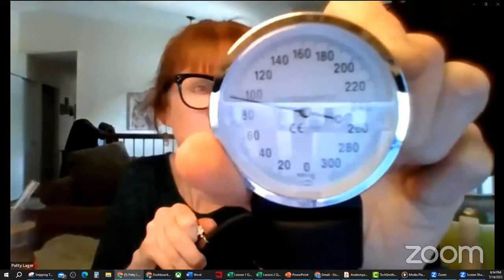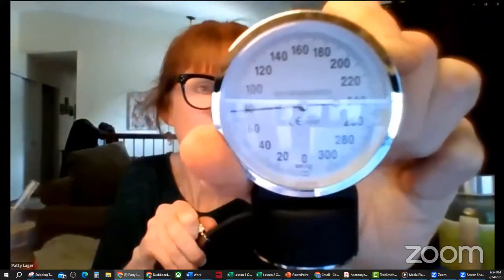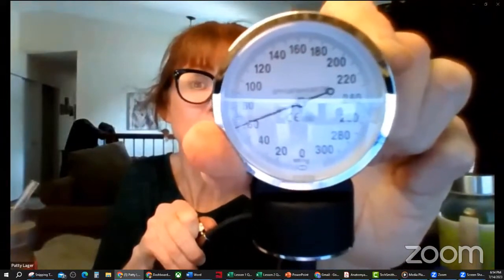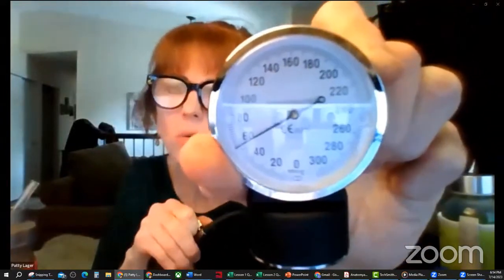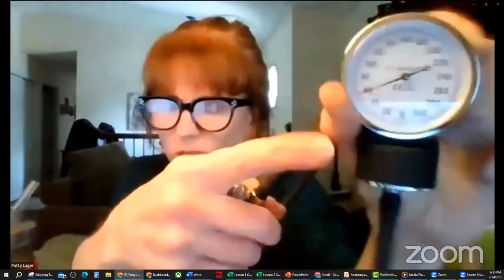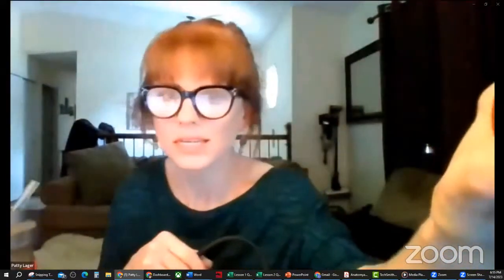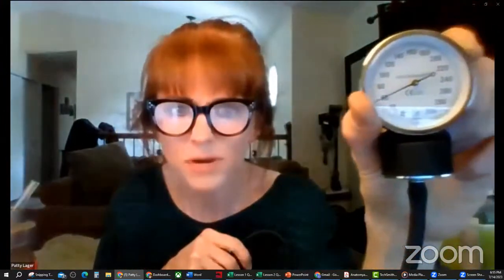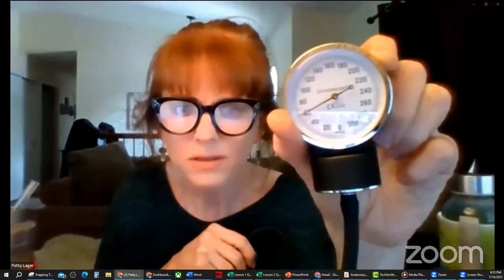And then you continue to release and you keep hearing those tapping noises. And then eventually the tapping noises go away. The last tapping noise, you make note of what the pressure was. So let's say it was 60. That's your diastolic pressure. That's the bottom number. Does that make sense to everyone? When you're doing the measurement?